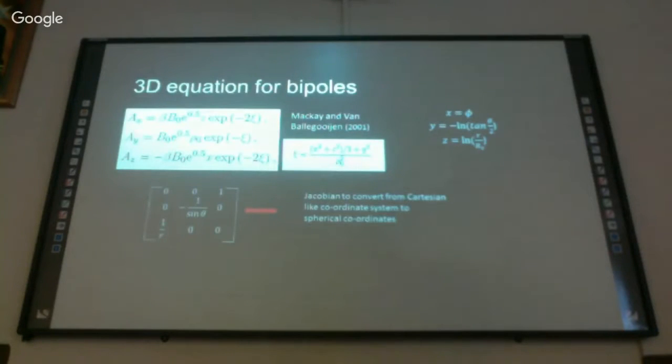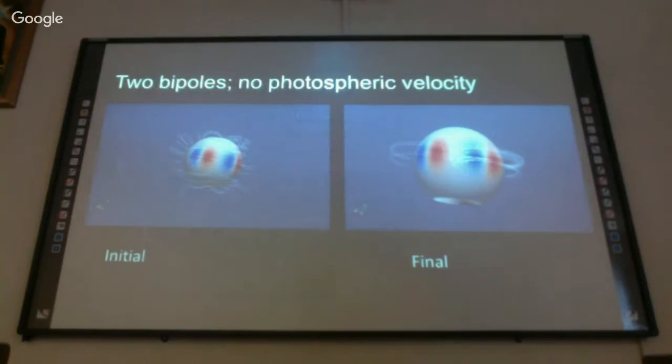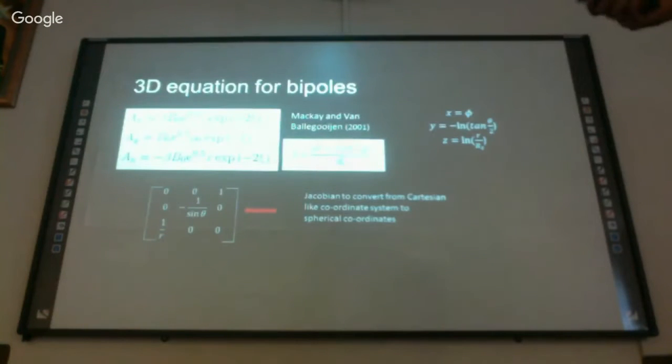Right. So this is when I was trying to do full sun simulations. I put in two bipoles initially. Bipoles are magnetic structures which are observed on the sun. This has all been put in by 3D equations. So you have equations in the vector potential A like this. This is a Cartesian-like coordinate system. Since I use a spherical polar coordinate system, I use an appropriate Jacobian to convert from Cartesian to spherical polar coordinate systems.